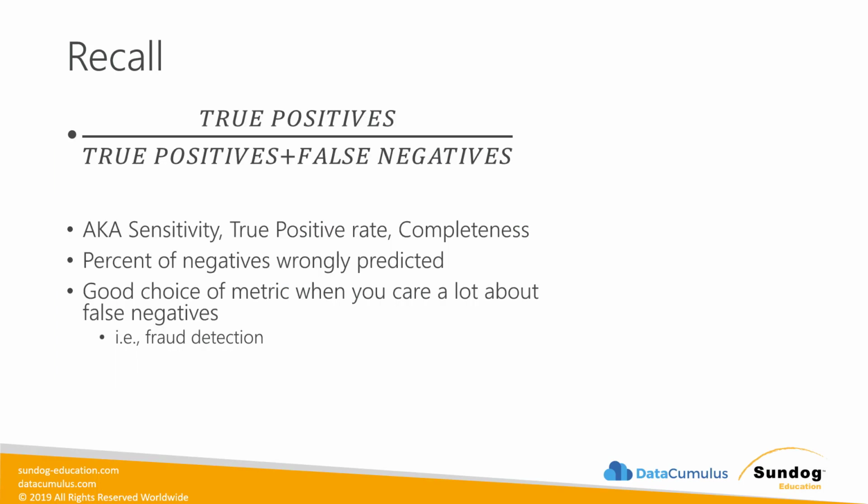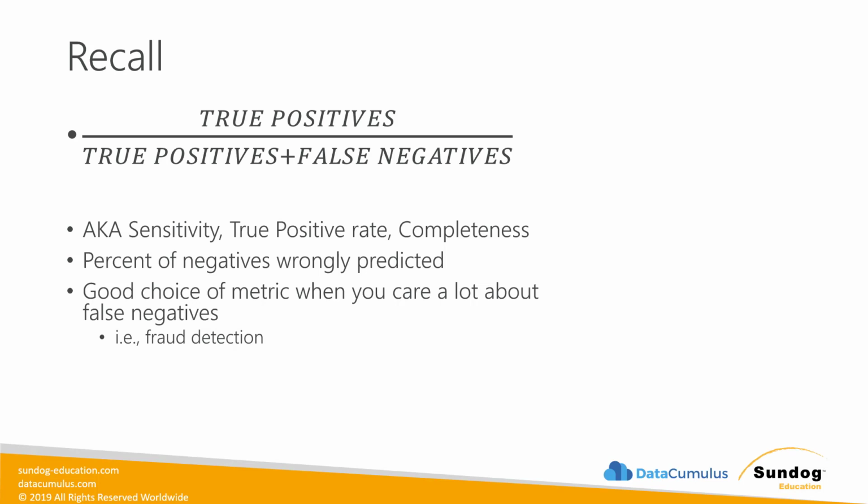Let's start with recall. So recall is computed as the true positives over the true positives plus the false negatives. You should seriously memorize this. You need to know this. It goes by other names as well, just to make things more confusing. So it's also known as sensitivity, true positive rate, and completeness. And completeness kind of harkens back to its original use in the world of information retrieval. You can also think of recall as the percent of positives that were correctly predicted.